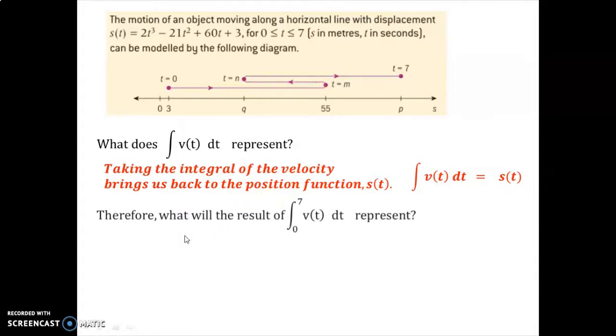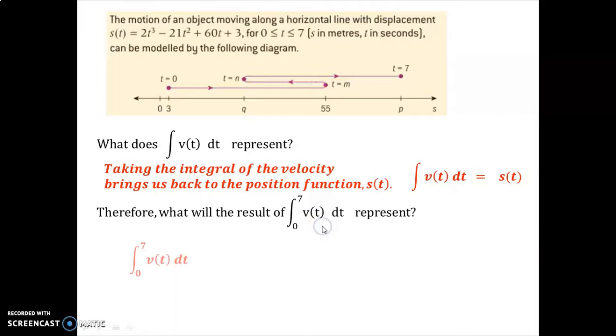Okay, so next question. Therefore, what will the result of this definite integral be? All right, so now we've put boundaries on this integral. So what would that represent? And think back to what we just wrote here, right? Okay, let's take a look. If we did it by what we know about integration, we would take the integral of v of t, which we just talked about produces the position function, and now our boundaries are 0 to 7. So that means we're substituting 7 in there and subtracting 0 substituted in there.